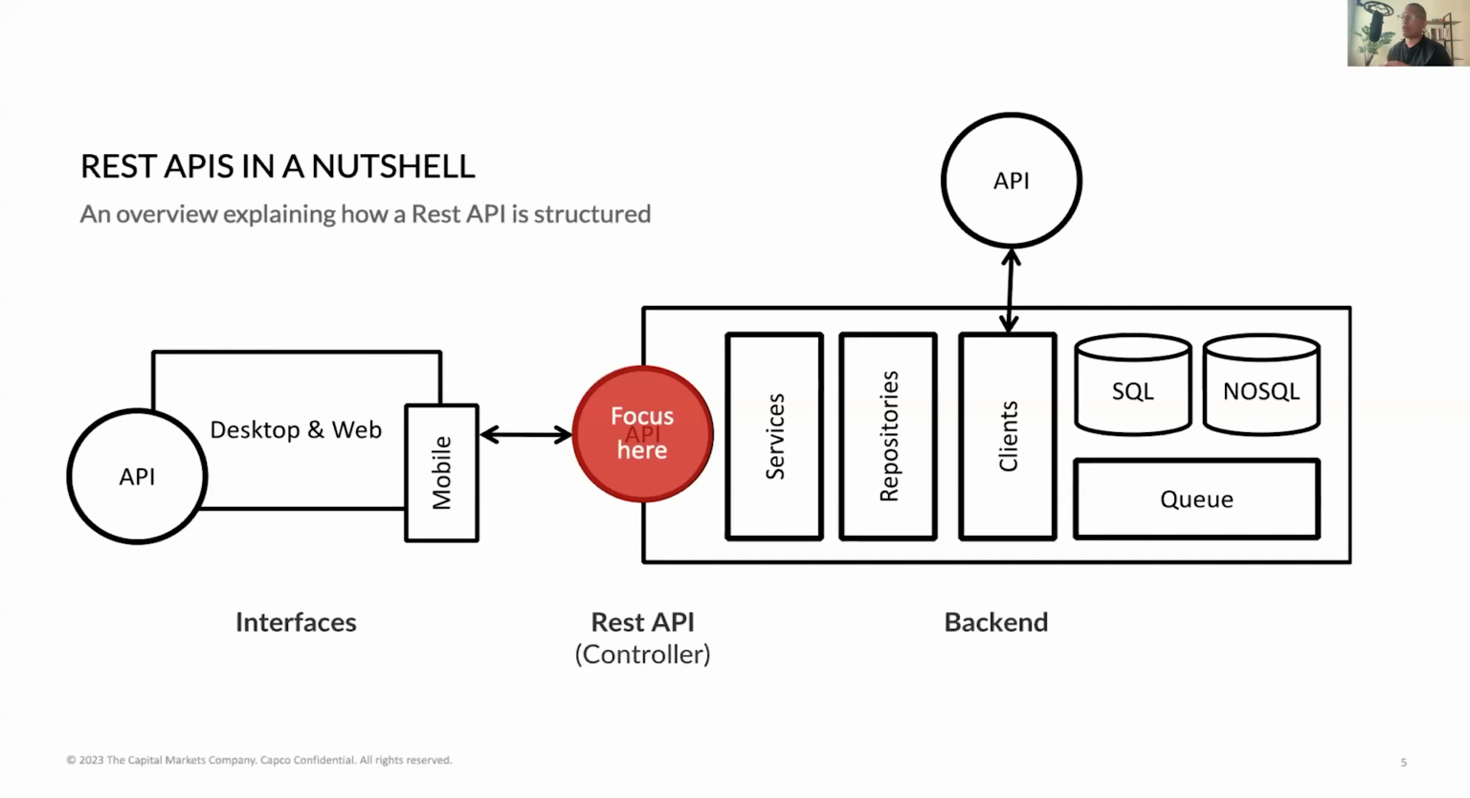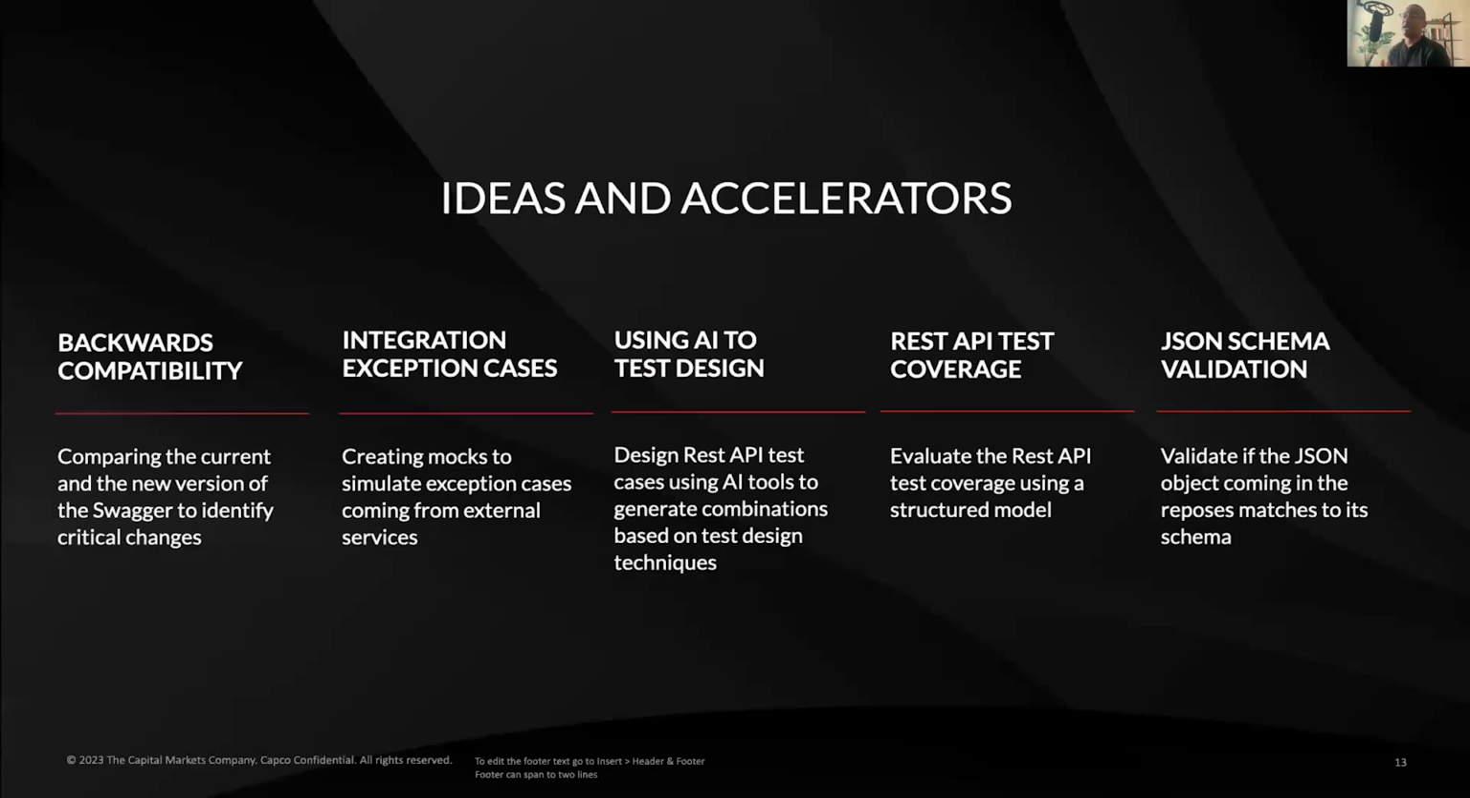Another thing is, how can I accelerate the test case creation for a REST API? Or how can I validate if the new version of my API is still supporting the interfaces that are consuming the API itself? There are a lot of questions here, and these questions are related specifically to the ideas and accelerators that I'm bringing to you today in this conversation.